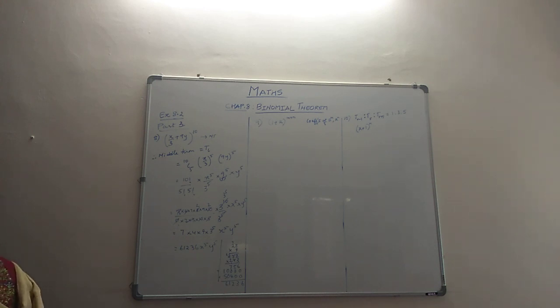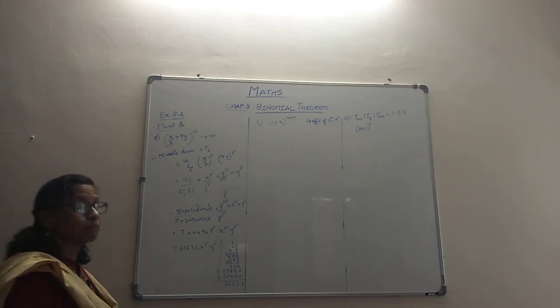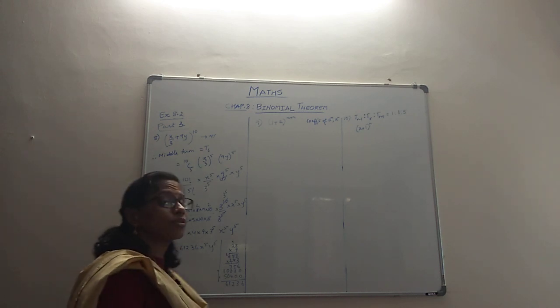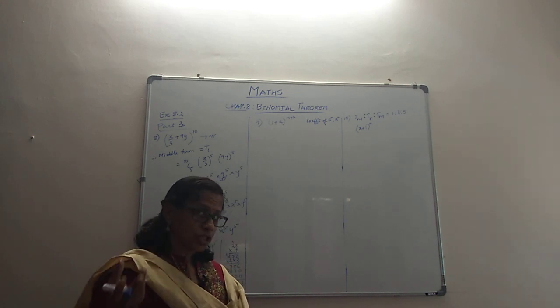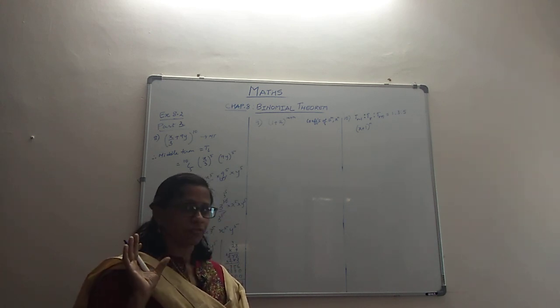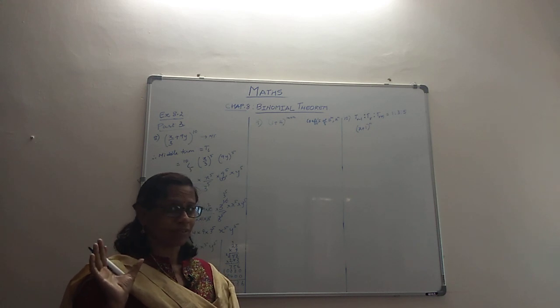Now, next question. What does it say? That they give us an expression 1 plus a whole raised to m plus n. They ask us to look at the coefficient of a raised to m. You can accordingly take the term. Find the coefficient of a raised to m. Find the coefficient of a raised to n. Whether they are equal or not, that we have to check.